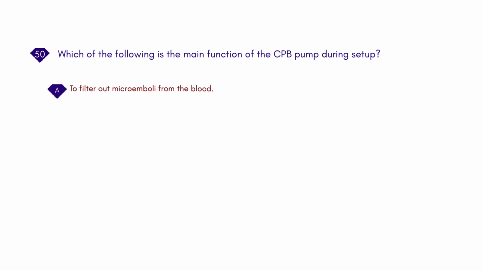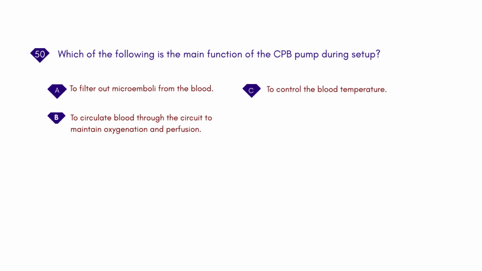A. To filter out microemboli from the blood. B. To circulate blood through the circuit to maintain oxygenation and perfusion. C. To control the blood temperature. D. To administer medication to the patient.